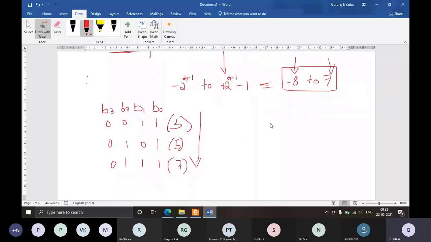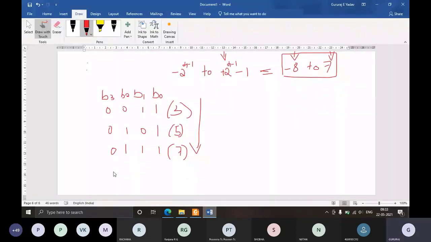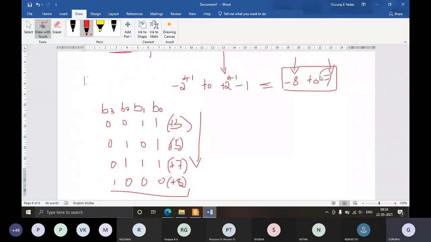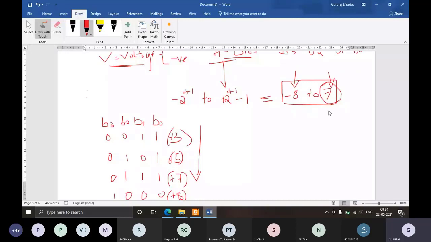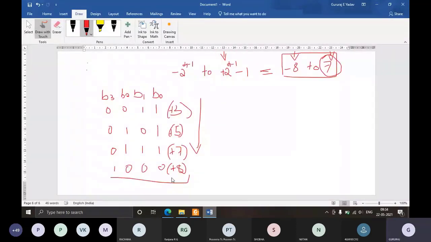Let's say at the next instant, the voltage value is plus 8. How will you represent plus 8? 1, 0, 0, 0. So it is plus 7, plus 5, plus 3; these values were within range. Now I am trying to represent plus 8, but this is out of range, because the maximum value you can represent is plus 7. If you write 1, 0, 0, 0 with 4 bits, it is not plus 8. It is actually minus 8.